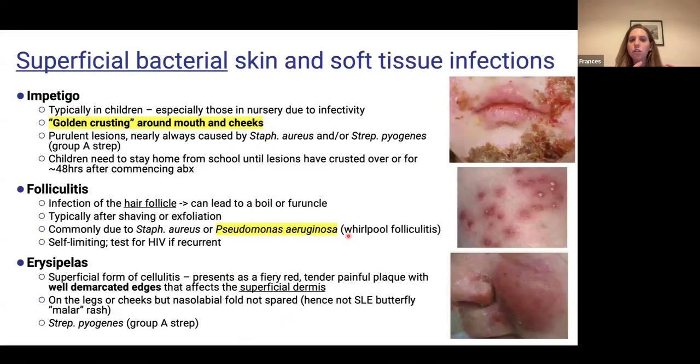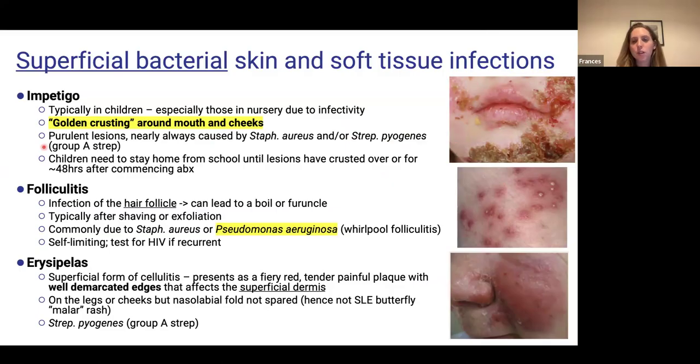So if we start off with those very superficial ones, we're talking about things like impetigo, folliculitis, and erysipelas. So impetigo is what you're typically going to be seeing in children, especially if they've been in nursery, because it's really, really infectious. So if one kid gets it, they're all going to get it. And the very, very classical description in a question stem is about golden crusting around the mouth and the cheeks. And that pretty much is pathognomonic for a Staph aureus infection. But sometimes it can also be a group A strep, so strep pyogenes as well. These are quite purulent lesions, so there will be some pus as well.